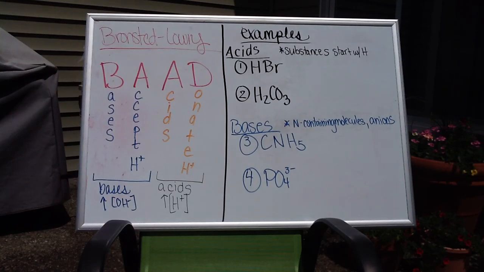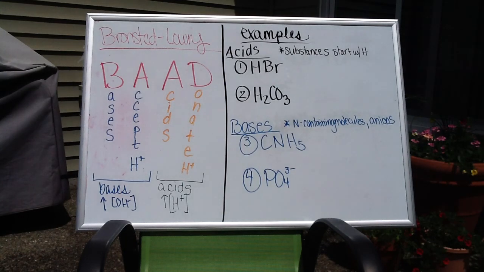rule that bases will accept hydrogens from water and acids will donate hydrogens to water, we will find that bases are substances that will increase the amount of hydroxide ions in solution, and acids will increase the amount of hydrogen ions in solution. Okay, so we're going to take a look at how that happens. We've got 4 examples up here. The first 2 are acids.